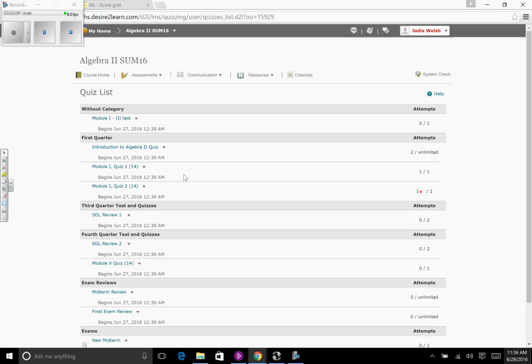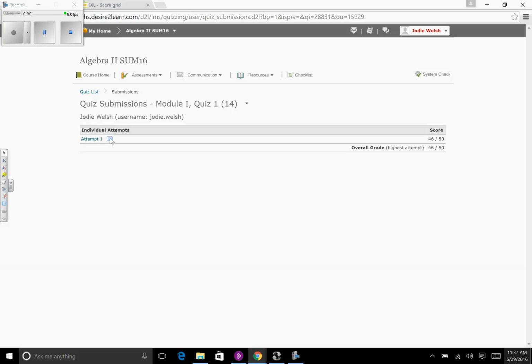Right now, by the way, this little red thing over here lets me know that I am in the middle of that attempt. But to check my results, I'm going to click on the down arrow next to the quiz I want to see. I'm going to go to submissions. This little bubble here tells you that you have feedback.